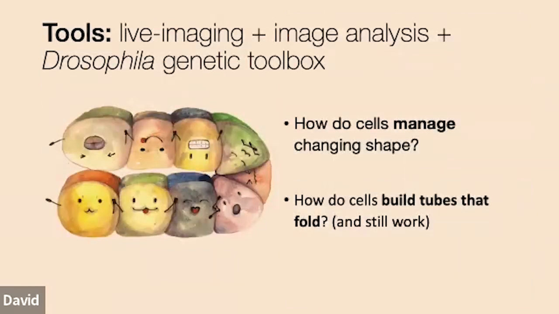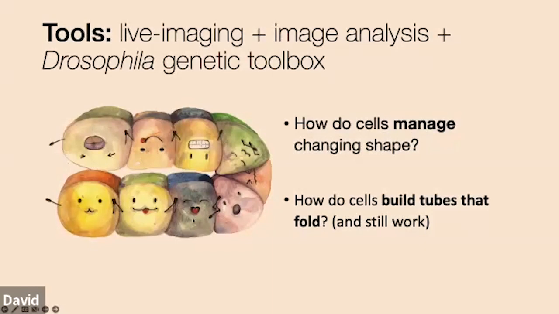The 2 questions that I want to start addressing in my own lab are, first, how do these cells manage changing shape? They're changing shape throughout this whole process, and what's happening in the cells at the top versus the ones at this elbow turn, and how are they changing the top parts of their cells versus the bottom parts of the cells? And finally, how do these cells build tubes that fold and still work?